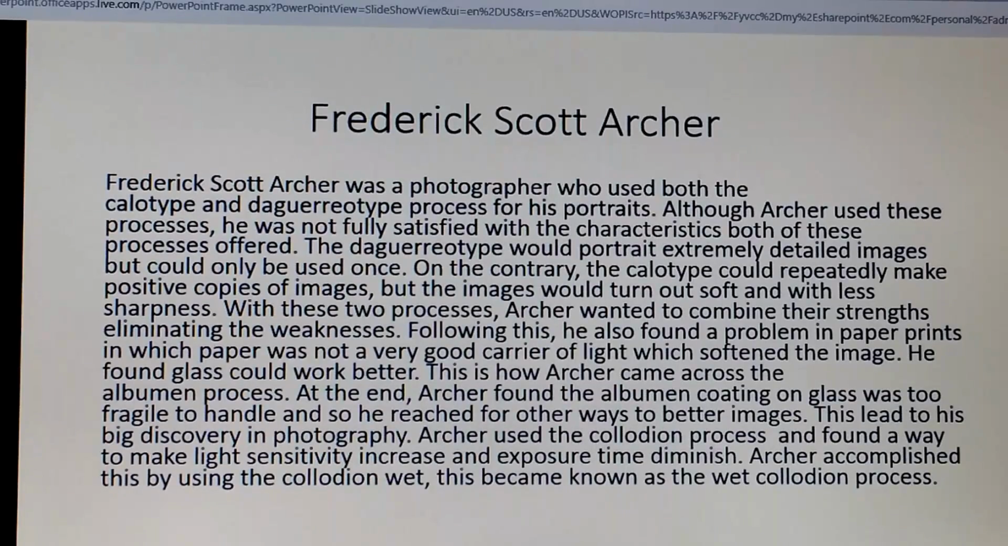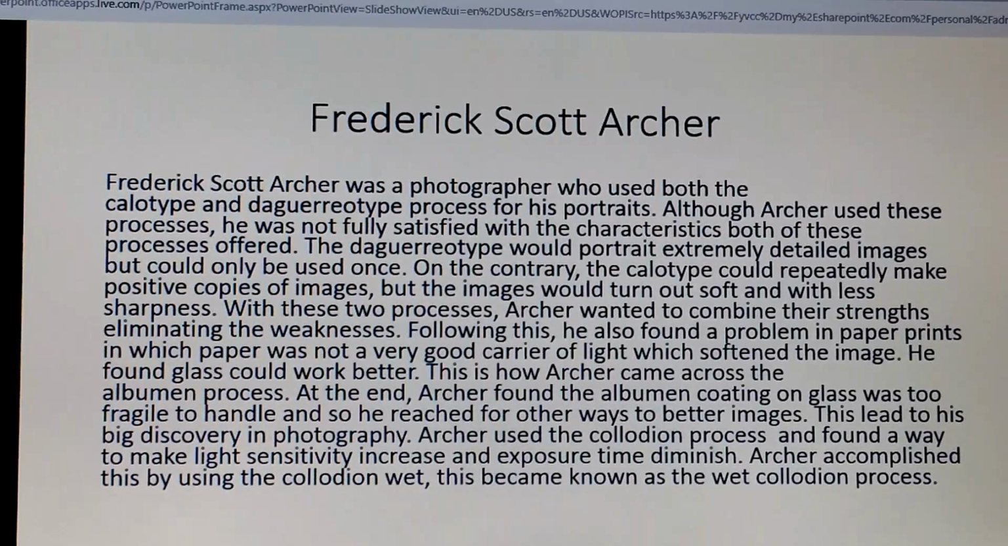On the other hand, the calotype could repeatedly make positive copies of images, but the images would turn out soft and with less sharpness to them. With the calotype and daguerreotype processes, Archer wanted to combine their strengths but eliminate their weaknesses.